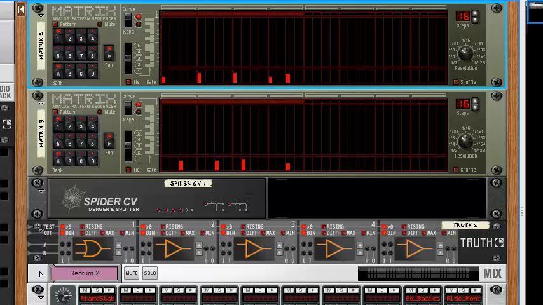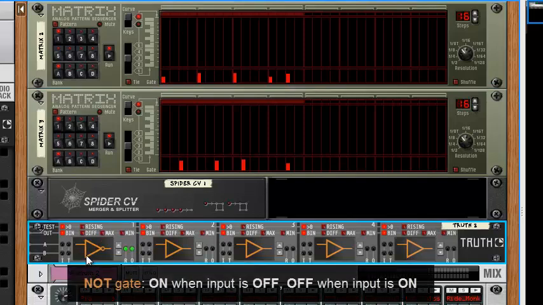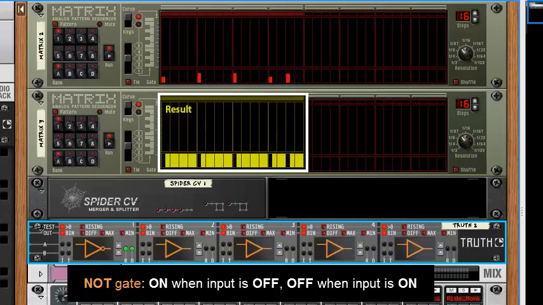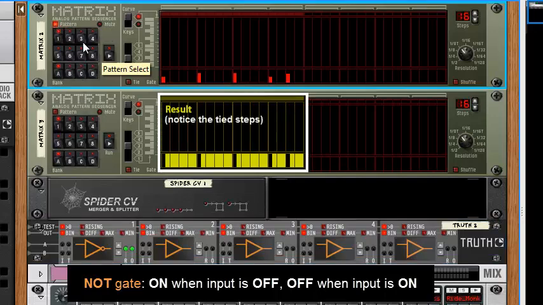Some gates have only one input. For example, the NOT A gate simply outputs the opposite of input A. That is, we should get an inverted pattern. When the kick shuts off, the piano is triggered, and vice versa.